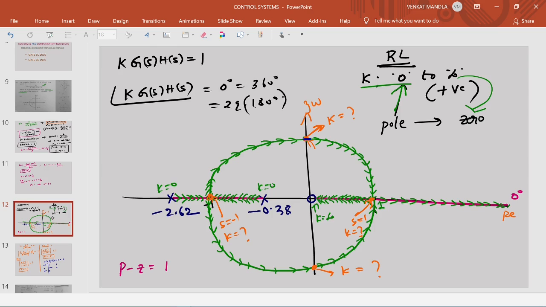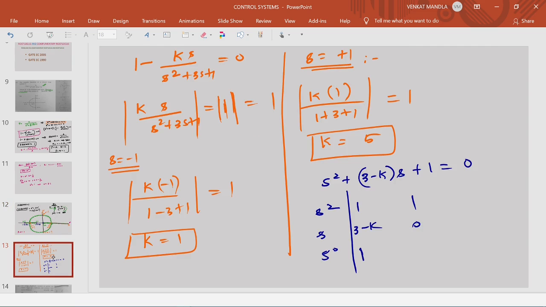On the j omega axis, the system becomes marginally stable. To the left of the j omega axis, the system is stable. To the right of the j omega axis, the system becomes unstable. But on the j omega axis, the system is marginally stable. Because it is marginally stable, on the j omega axis the s power 1 row becomes 0. That is, this 3 minus k must become 0.